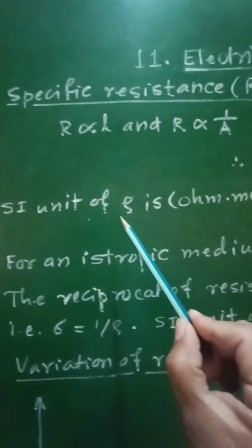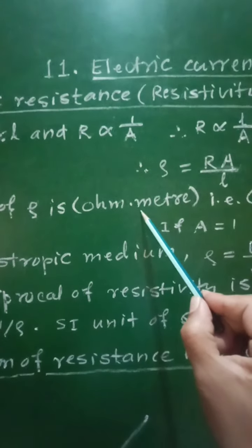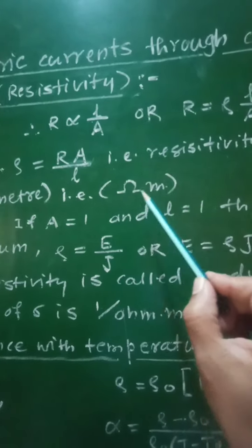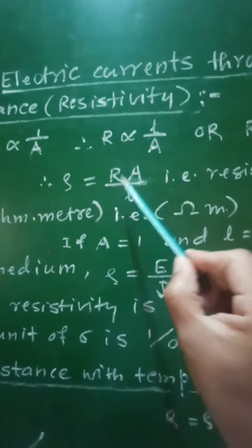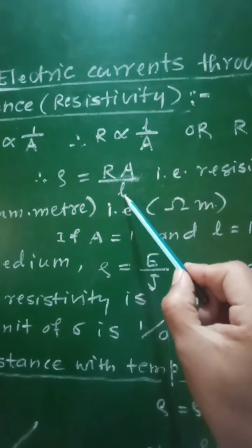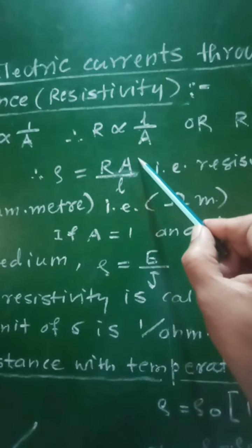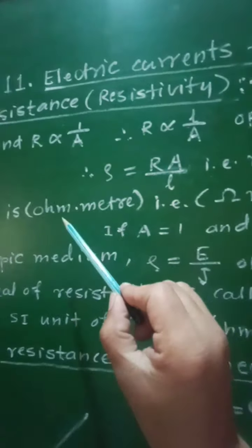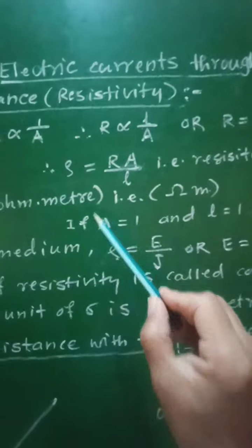The SI unit of specific resistance or resistivity rho is ohm meter. The SI unit of resistance is ohm, SI unit of area is meter square, and SI unit of length is meter. So here it is ohm meter square upon meter. One meter from this square of meter will get cancelled with this meter, and therefore we get only ohm meter as the SI unit of resistivity.